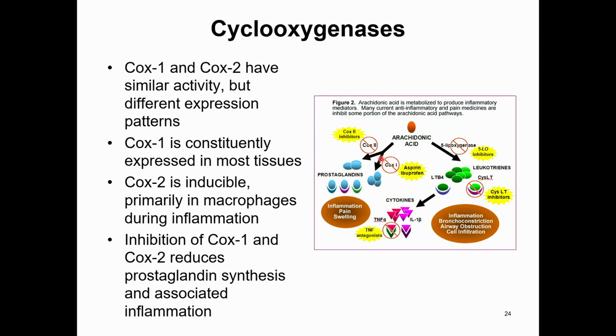Now it turns out that arachidonic acid also does other things. Some of the products actually lead to the production of pro-inflammatory cytokines and things like that. But with the COX-1, COX-2 stuff, we're really concerned with turning arachidonic acid into prostaglandins, which cause things like inflammation and pain and swelling.